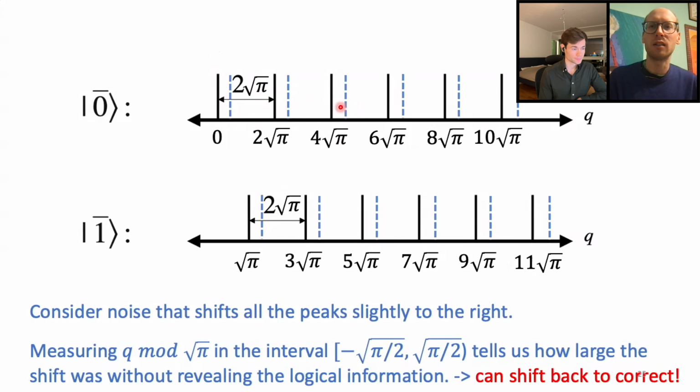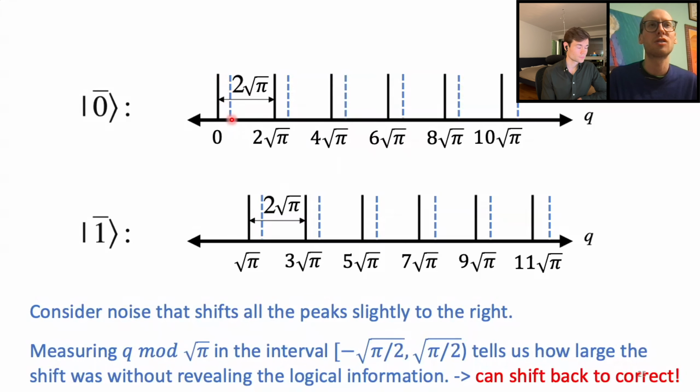So yes. Now, if you measure this q modulo square root of pi, you will get some value that is non-zero, right? Let's say this shift was epsilon to the right. You originally had a superposition of peaks at 0, 2 square root of pi, 4 square root of pi, 6 square root of pi, and so on. And then there was some noisy process that shifted all these peaks by epsilon to the right.